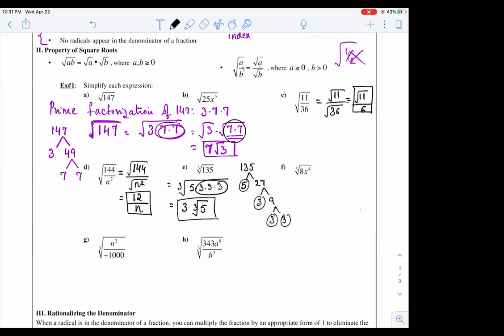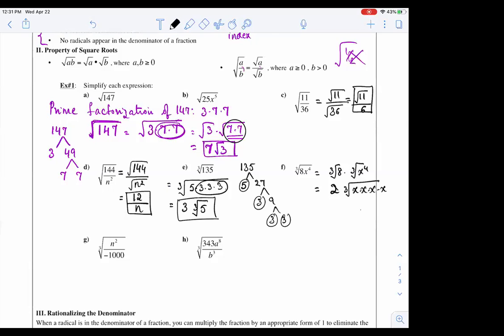It's cube root of 8. We are going to use the property and split them. Do we have to do the factor tree for 8? No. What is the cube root of 8? 2. And the cube root of x cubed, watch what I'm going to do. x times x times x times x. Do you guys agree?